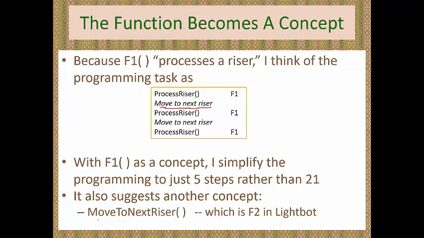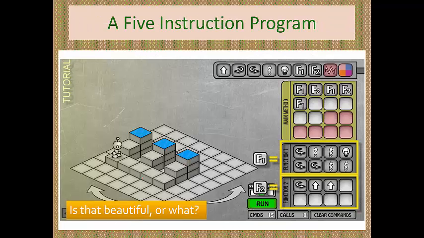I'm going to call that, if I use my actual function names in programming, move to next riser, and there's my set of parentheses. In LightBot, we have to call it F2. There's no way around that one. So there it is. It's written. Here we have, at the beginning of the program, before the run is executed, we're going to do F1, process, F2. So what's F2 going to do?